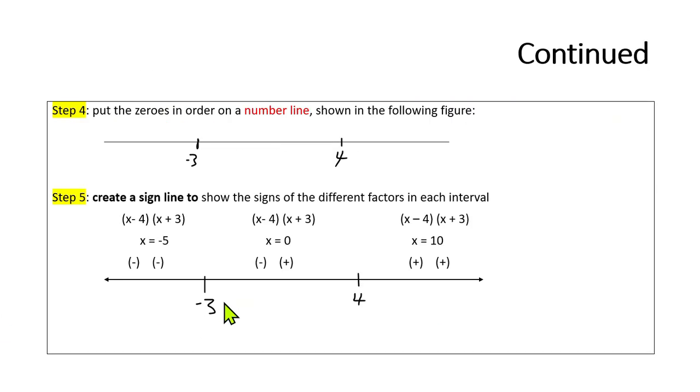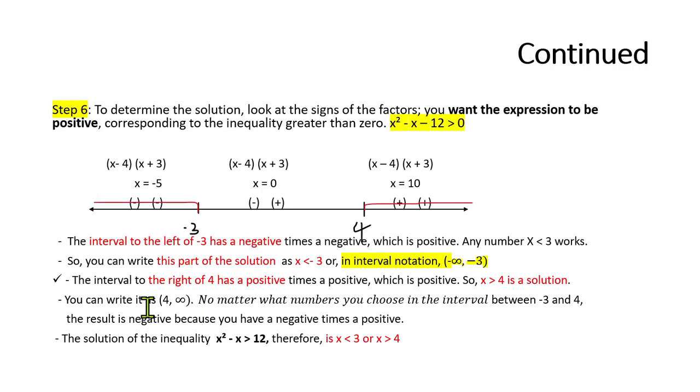So then positive is this region, minus is an even number of minus signs, that makes positive. Even number, positive sign, that makes positive. But this one is an odd number, that makes them negative. So the answer is x less than minus 3, and this region x greater than 4.